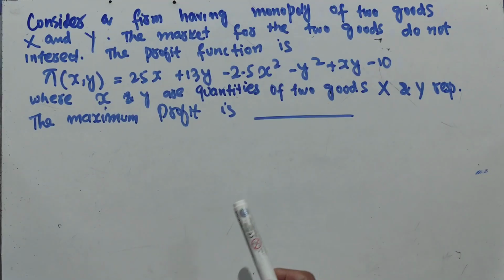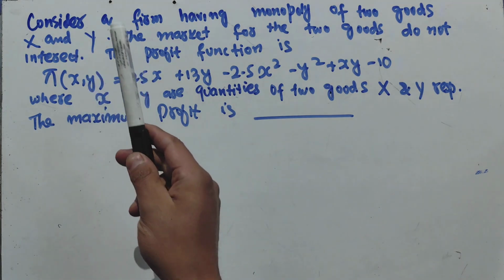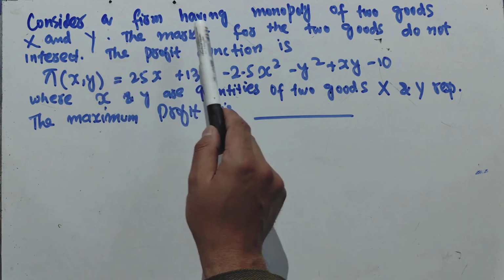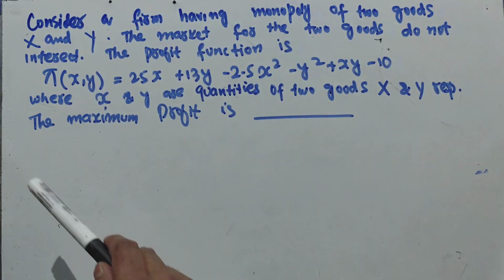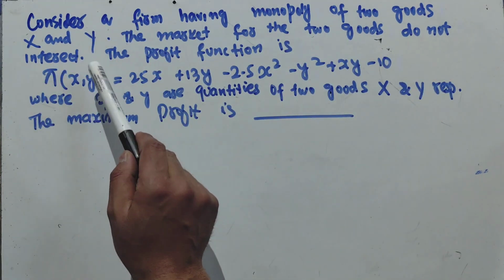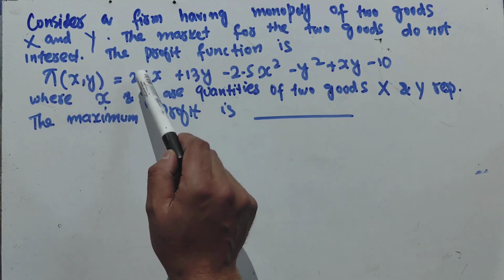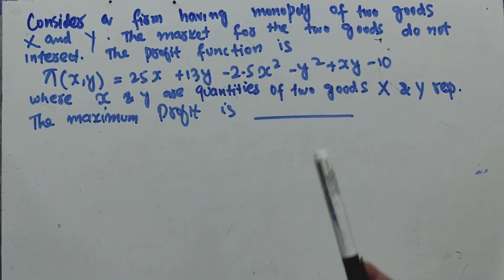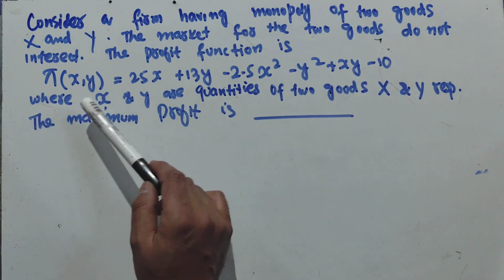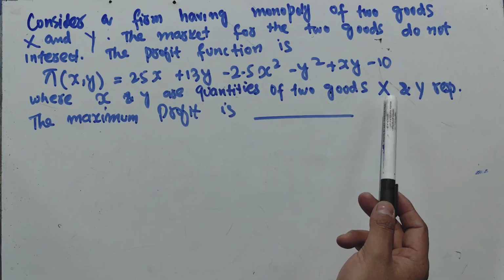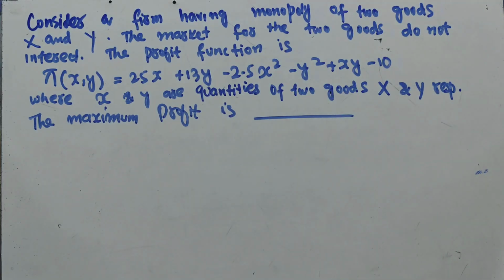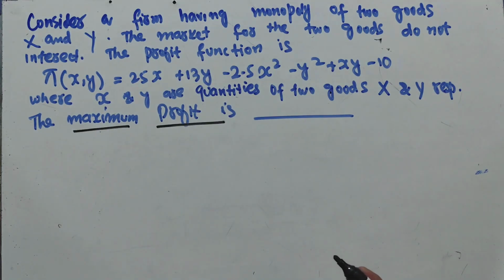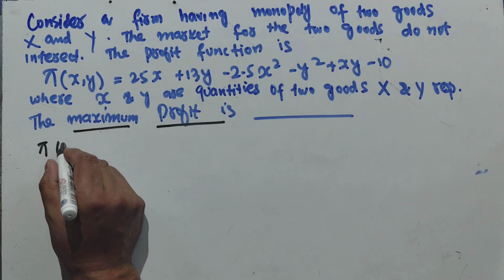The question is regarding the multi-plant monopolist's profit maximization. Consider a firm having monopoly of two goods X and Y. The markets for the two goods do not interact. The profit function, profit as a function of the quantities of the two goods X and Y, is equal to 25X plus 13Y minus 2.5X square minus 5Y square plus XY minus 10, where X and Y are the quantities of the two goods respectively. We need to find out the maximum profit.